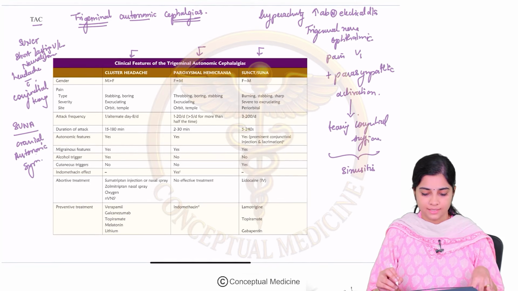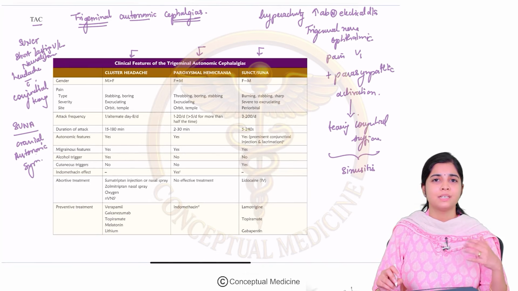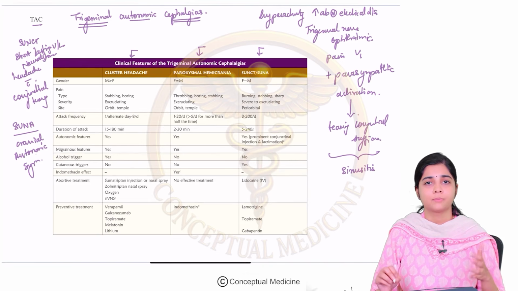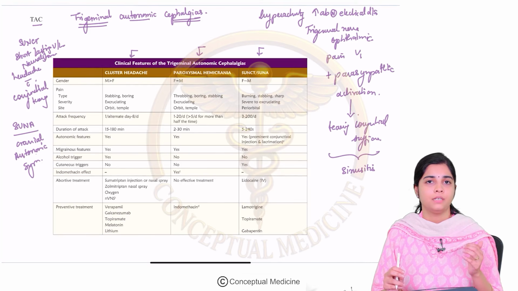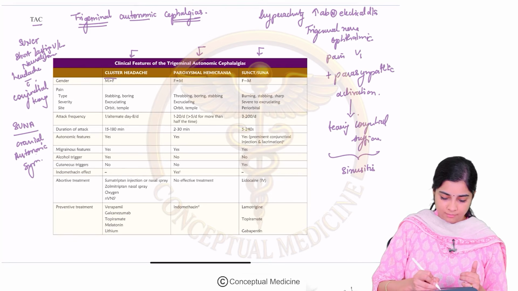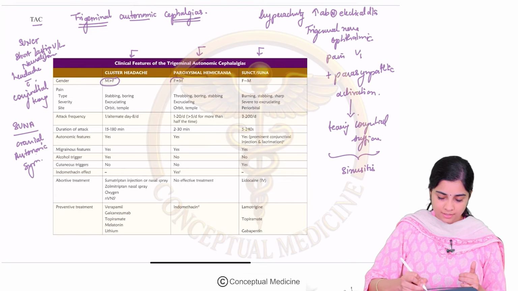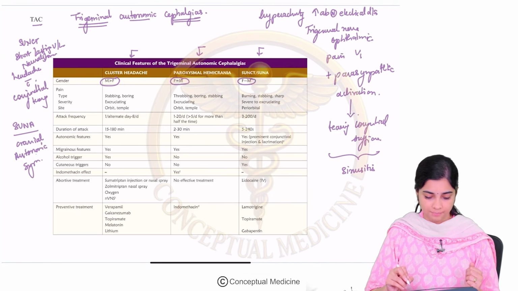So how is a cluster headache different from paroxysmal hemicrania, different from SUNCT and SUNA? Because your treatment options are slightly different. The more basic pathophysiological process is that all of them are trigeminal autonomic cephalgias. So first of all, cluster headache is more common in males, paroxysmal hemicrania is male and female equal, and same with SUNCT and SUNA. So cluster headache is more common in males.